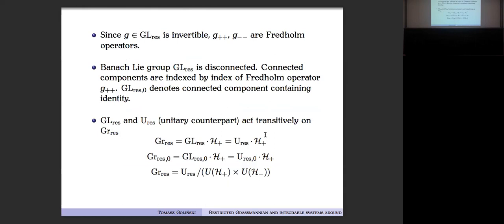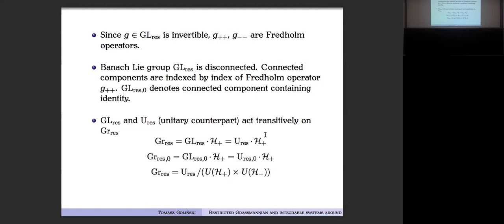From this whole setting, it follows also that this group is disconnected, and likewise the components are enumerated by the Fredholm index of an operator G plus plus. I know that Barbara was going to ask about the real part, so you can consider the unitary restricted group, it's also a Banach Lie group in a real sense, and the restricted Grassmannian is a homogeneous space with respect to the action of those groups.